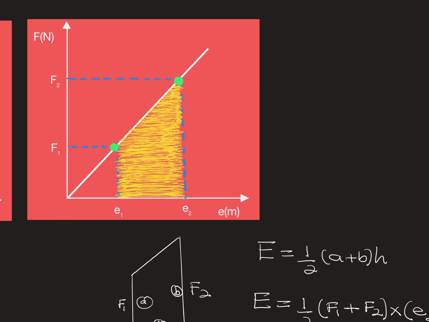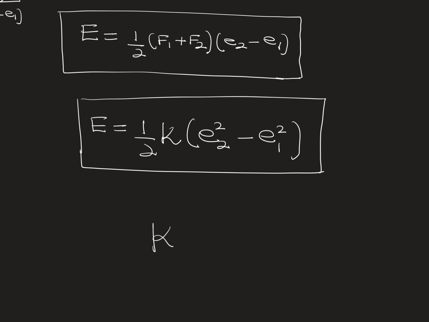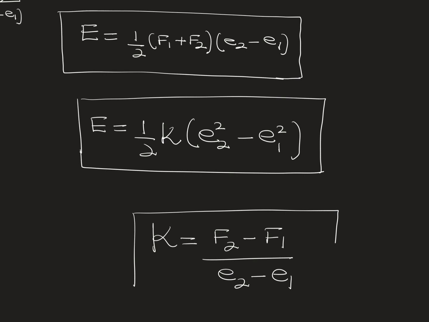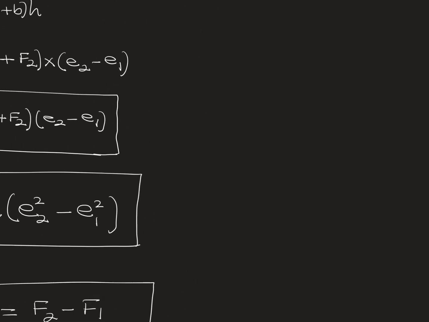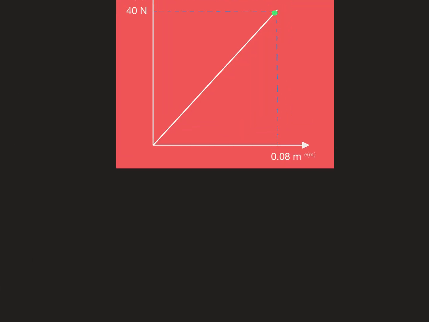And how do we find the gradient? The gradient K is going to be F2 minus F1 all over E2 minus E1. So we can now move on to solve problems related to the energy stored in an elastic material when stretched.